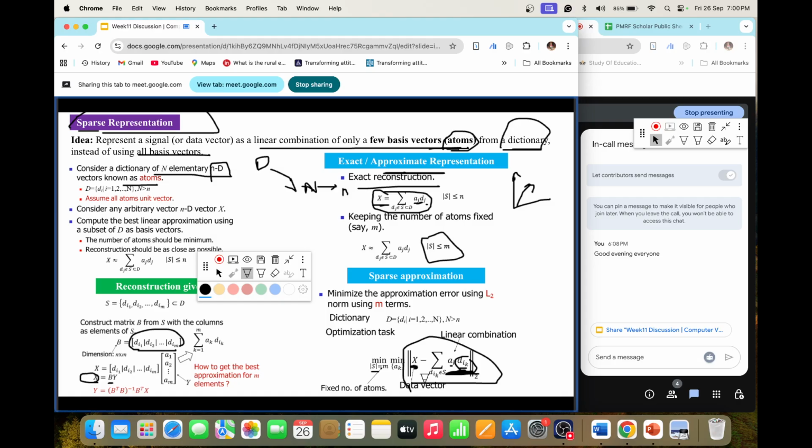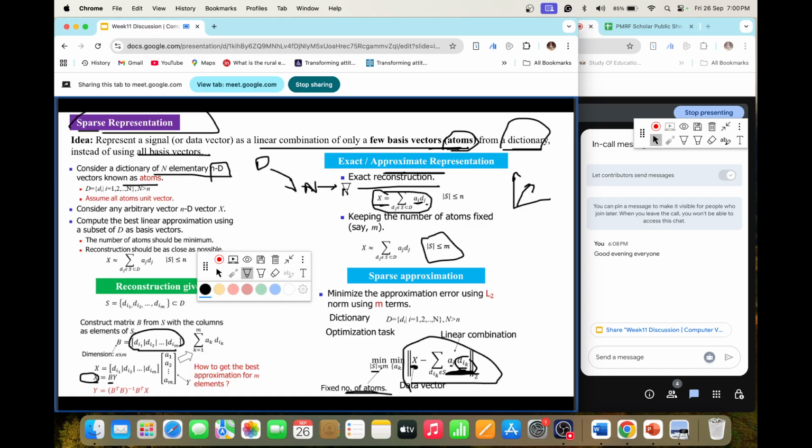So our task is to choose from a fixed number of atoms such that we minimize this as much as possible. So our sparse representation will cover the maximum variance of the data. That is our idea. So this is regarding sparse representation.